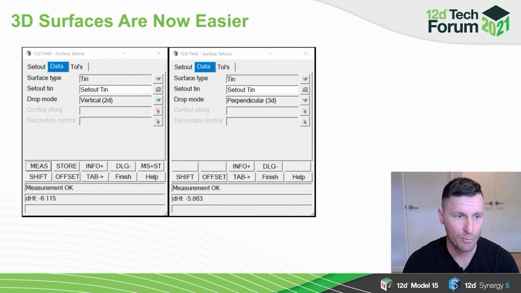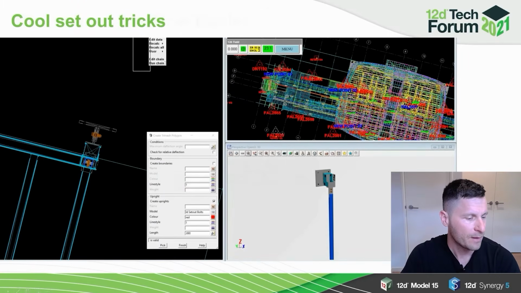So in this example, I am measuring to the same tin, and the values are, one is the 2D drop of 6.115 meters, and the other is the perpendicular or 3D drop of 5.863 meters. And if you do want both, you just do what I do and you run them both together.